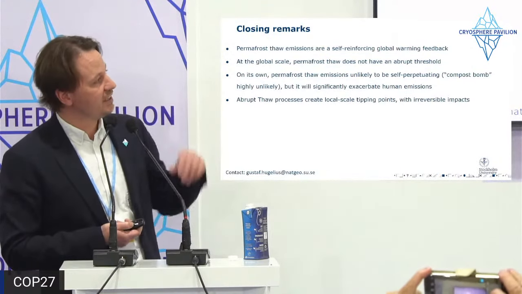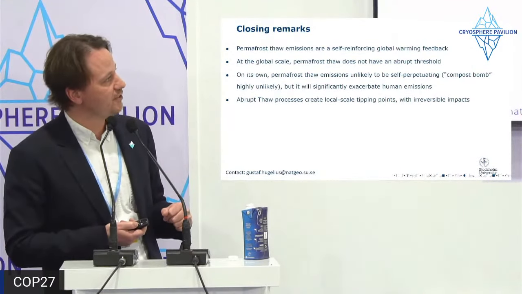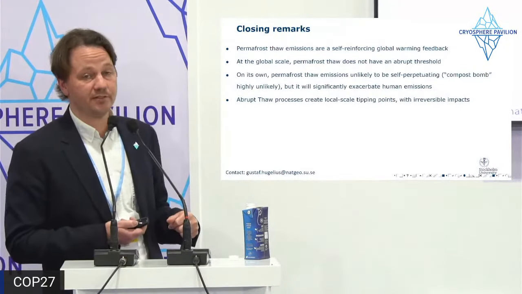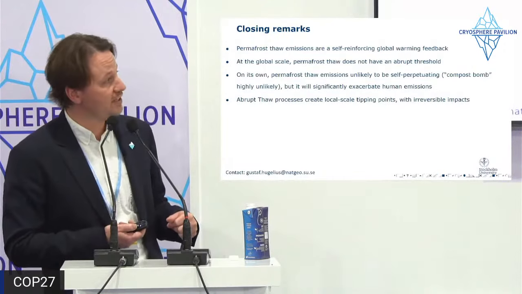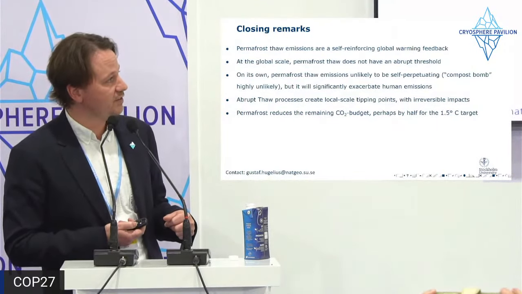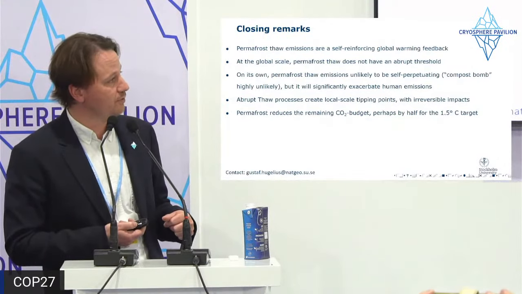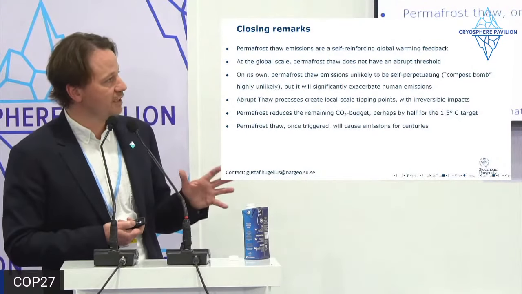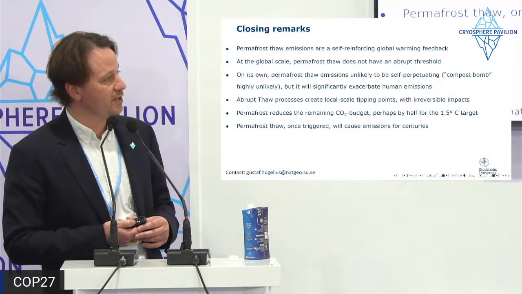But with that said, they do significantly exacerbate human emissions. We see abrupt thaw creating local scale tipping points with irreversible impacts for several centuries. And we do see that permafrost reduces the remaining CO2 budget, perhaps by half for the 1.5 degree target if we go to overshoot scenarios. Important to note that once triggered, permafrost thaw will cause emissions for centuries.